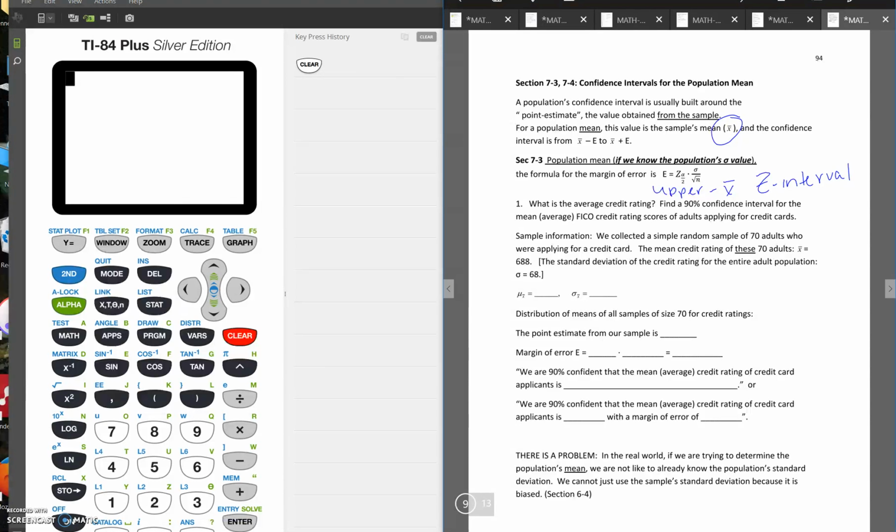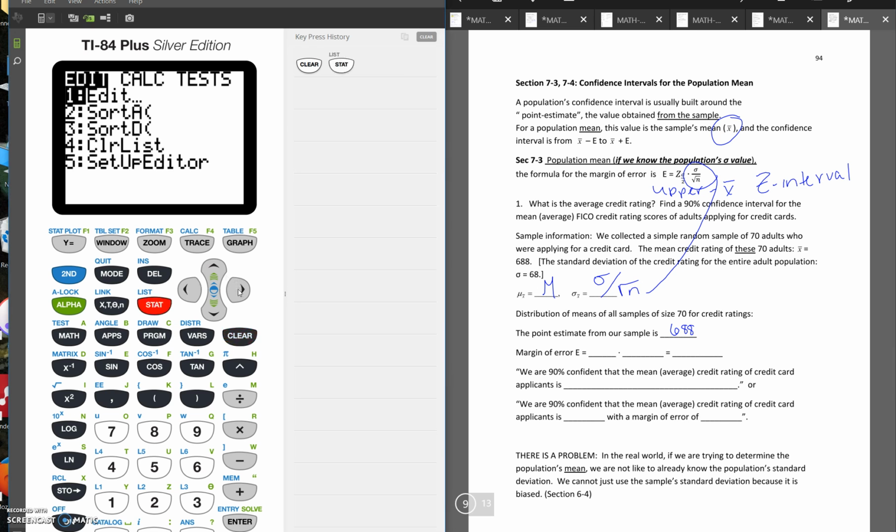So remember, the mean is still just the mean. And remember, the standard deviation, when we're picking more than one person, is the standard deviation divided by the square root of n. And that's where this part of the formula comes from. So the point estimate for our sample is the mean, 688.